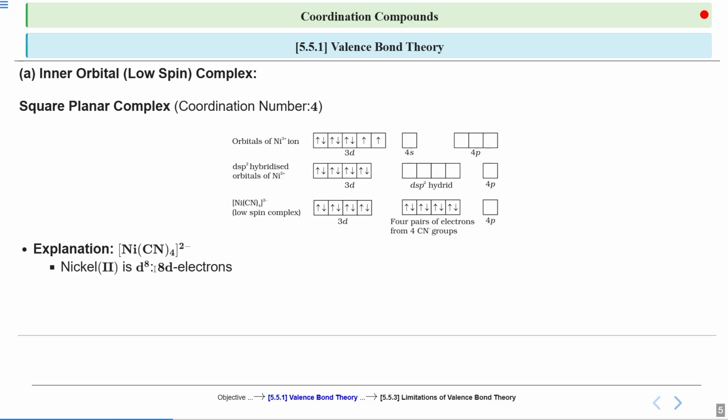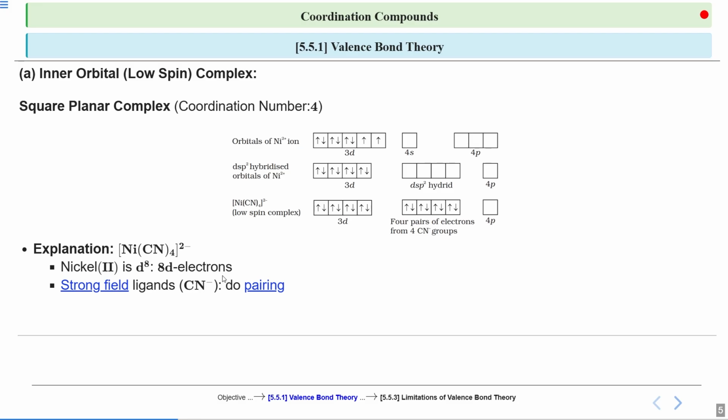that is 3d8 outer orbital configuration. 3d8 means we have 8 d electrons that are going to be filled in the 3d orbital. Now you can see in this diagram, when you fill the 3d8 electrons in the 3d orbital, then we focus on the ligand, whether it is a strong or weak field ligand as per the spectrochemical series.